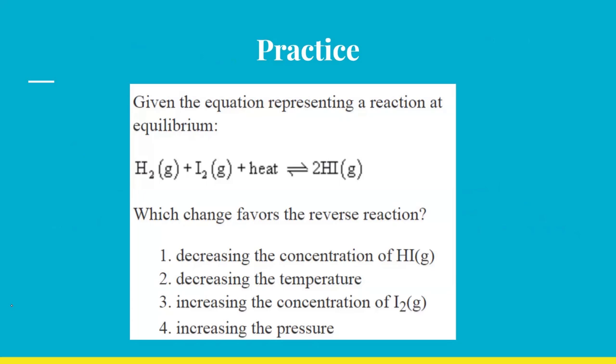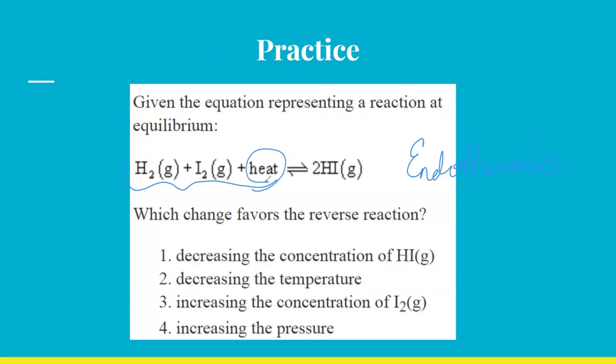Given the equation representing a reaction at equilibrium, now where is the heat? The heat is on the reactant side. Okay, so that means I'm putting energy into this reaction. So this is an endothermic reaction. Okay, which change favors the reverse reaction?